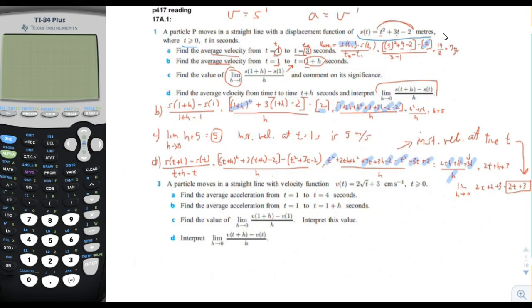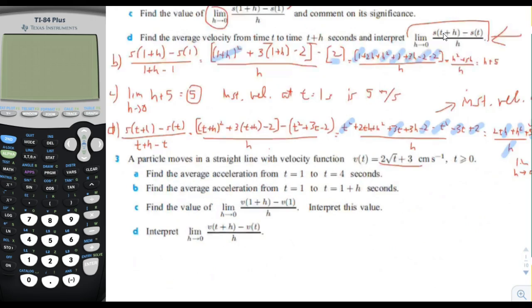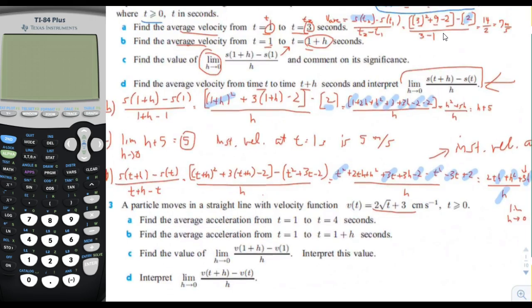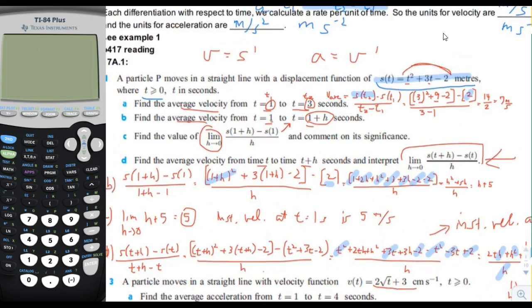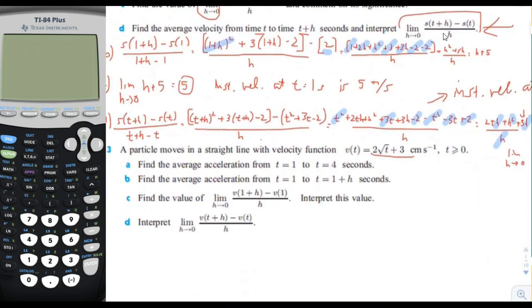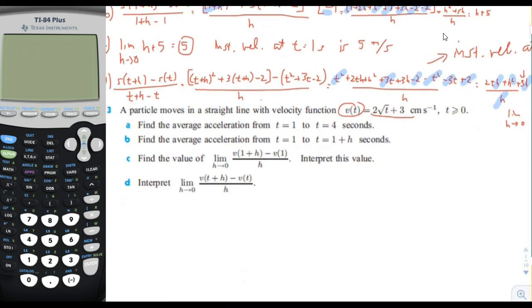Okay, now we just have a similar problem. It's got a different expression for the velocity. Now instead of giving us s of t, it gives us v of t. So I guess they're going to ask for the acceleration now. Find the average acceleration from t equals 1 to t equals 4.